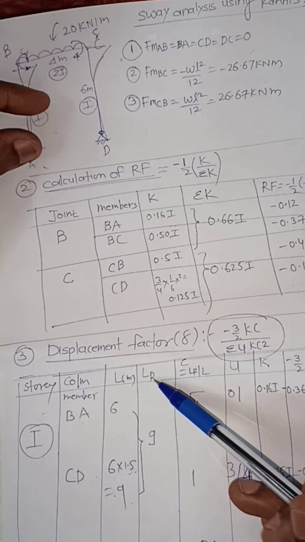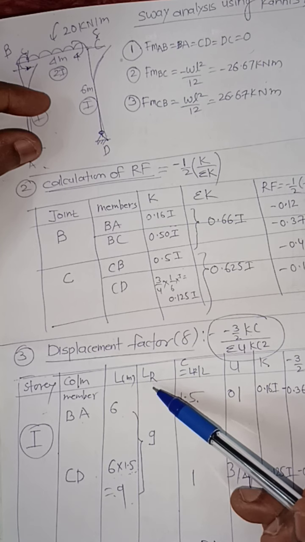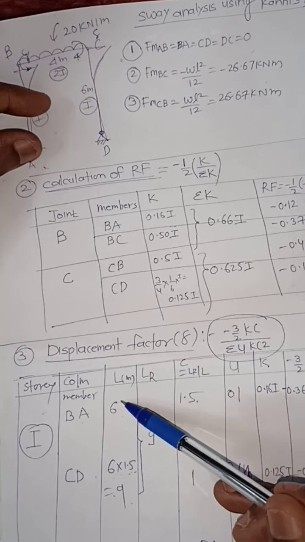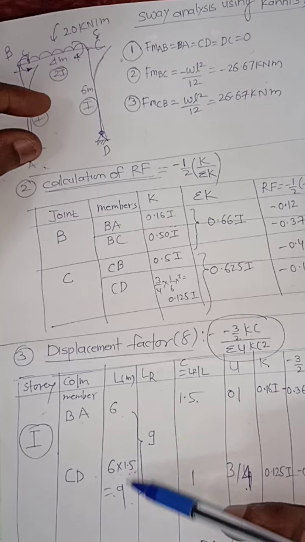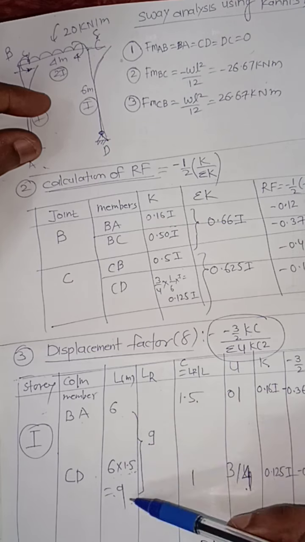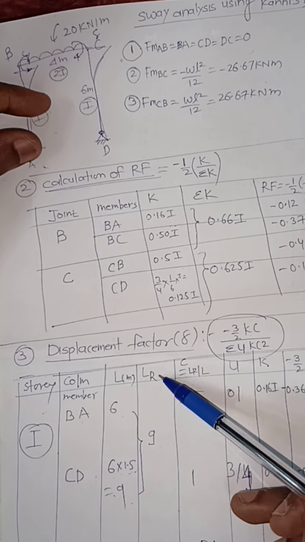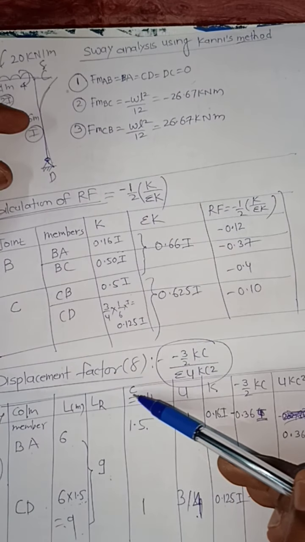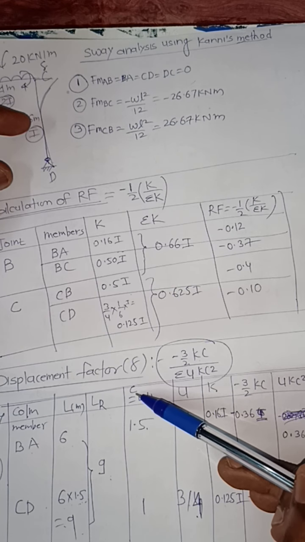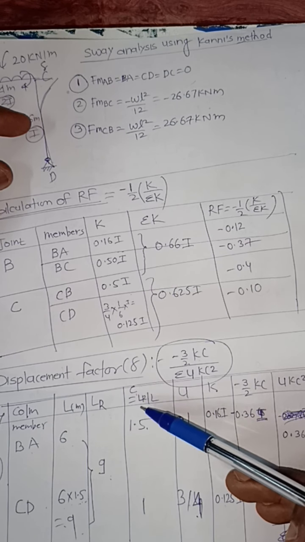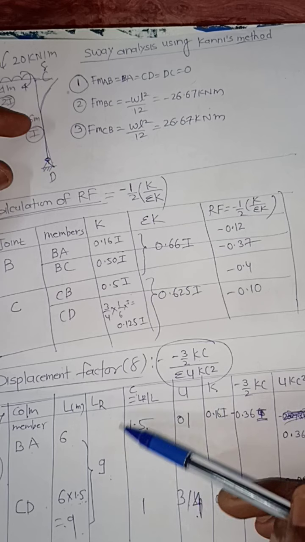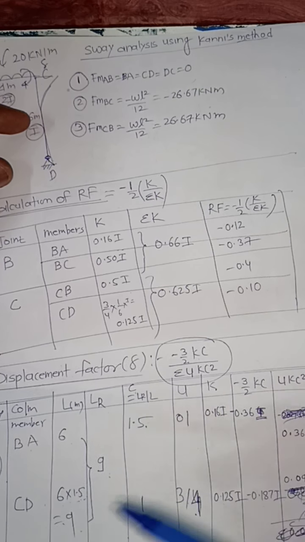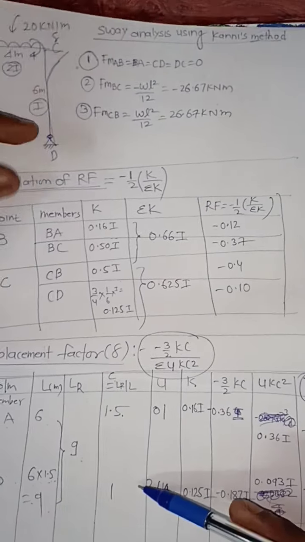Now next is LR. LR is defined as a reference length, and reference length will be the maximum of these two lengths. Out of 6 and 9, what will be the maximum? That is 9. So we have to consider LR as 9 always. Next C. C is a factor, and the formula is LR by L. So LR by L, that is 9 by 6, equal to 1.5. Then 9 by 9 equal to 1 here.